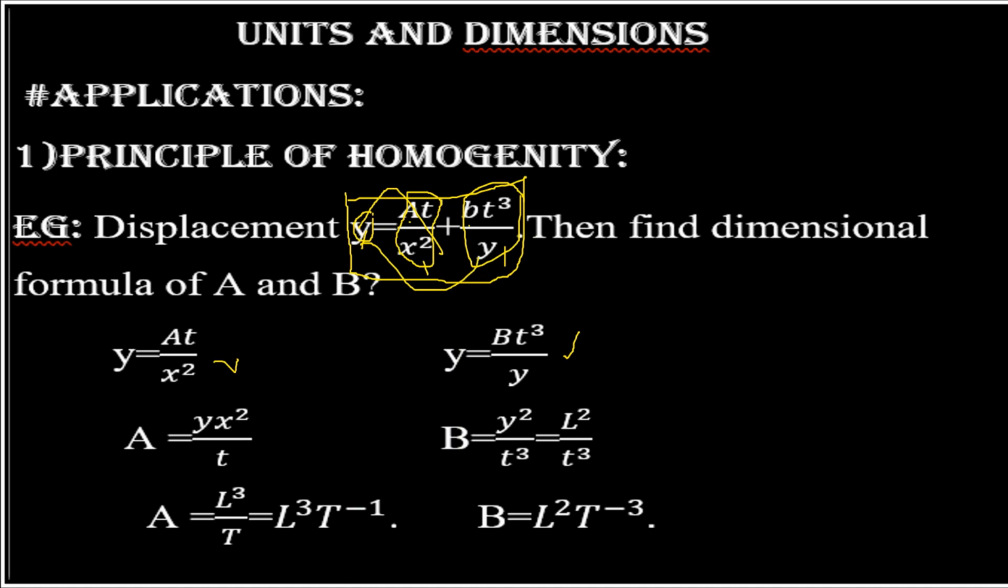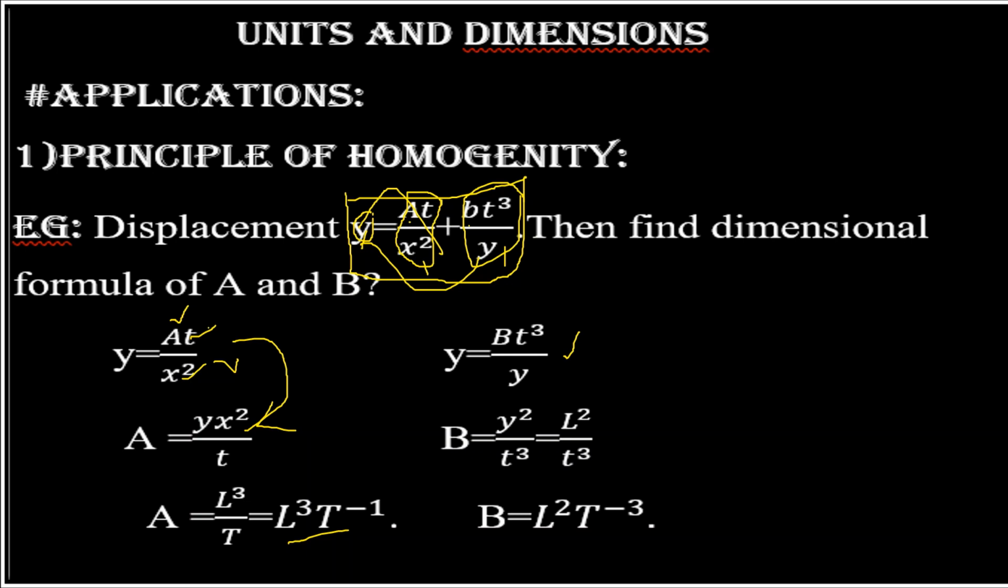And y equals at by x square. Here we need to find the dimensional formula of A. So if we send x square and t to this side, we get y x square by t. Here y represents the L term, x square also represents a length term. So finally it becomes L cube, and t represents time. Finally, L cube t power minus 1.